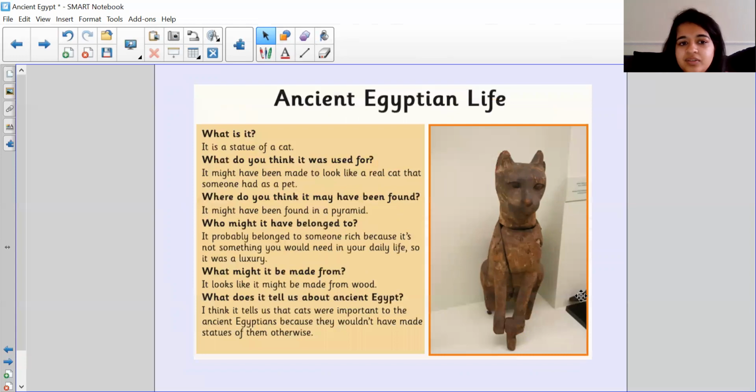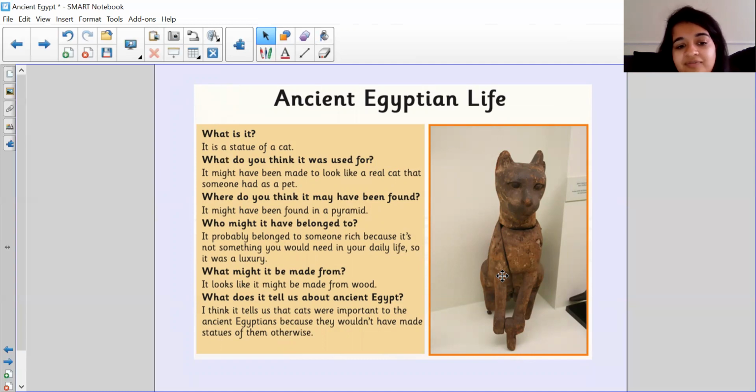All right. So, what is it? Statue of a cat. What do you think it was used for? It might have been made to look like a real cat that someone had as a pet. Again, not a wrong answer. Where do you think it may have been found? It may have been found in a pyramid. Who might it have belonged to? It probably belonged to someone rich because it's not something you would need in your daily life. Well, that makes sense, doesn't it?